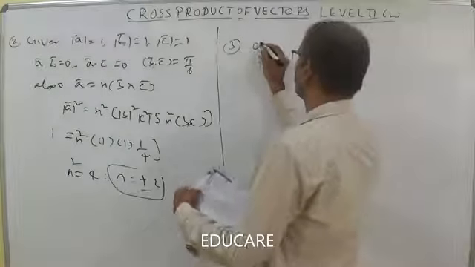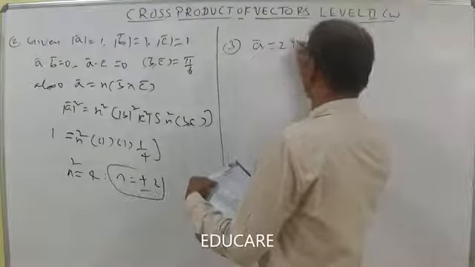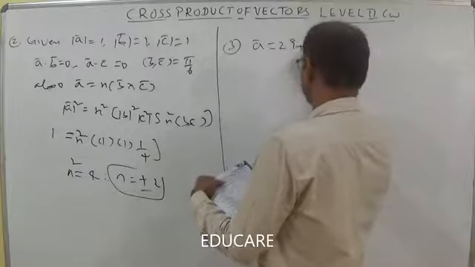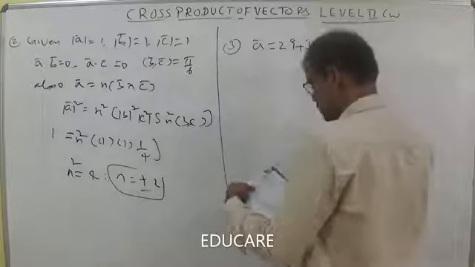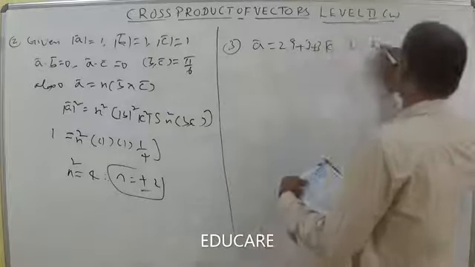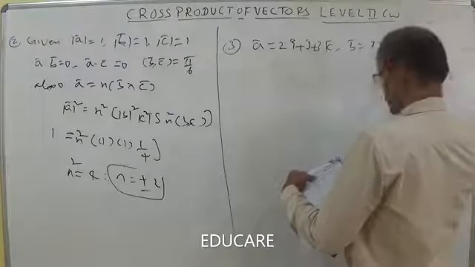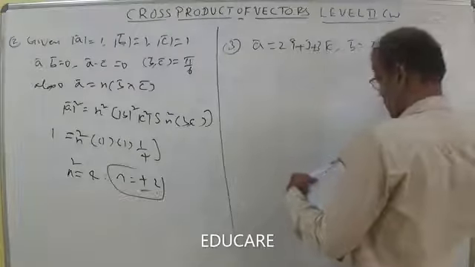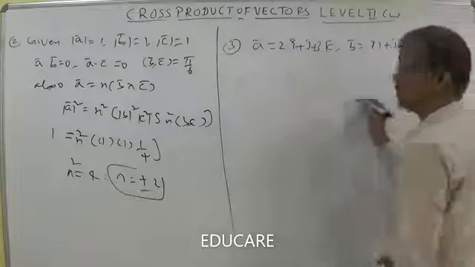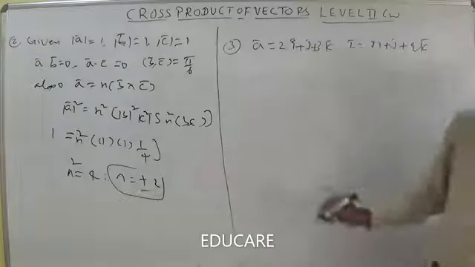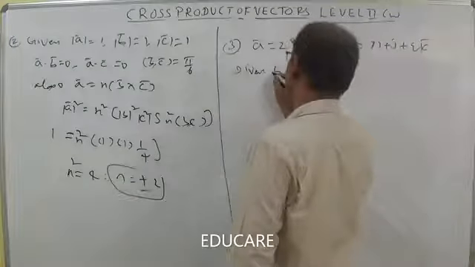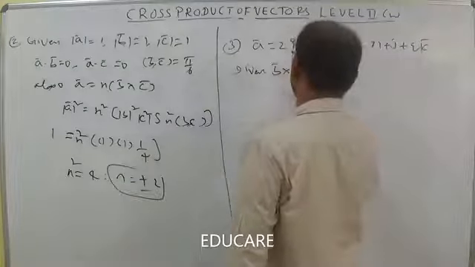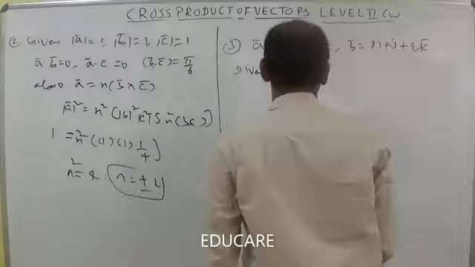A bar is equal to 2i plus j plus 3k. B bar is equal to pi plus j plus qk. Given that B bar cross A bar equals 0 bar.